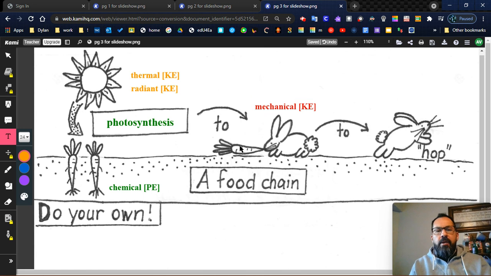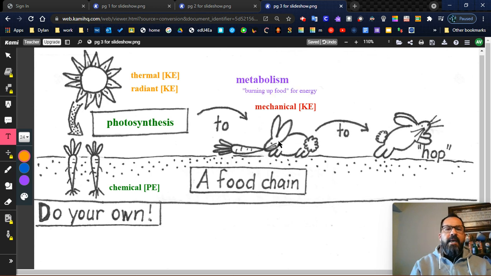So in order to consume the carrot, eat the carrot, he or she, could be a she, uses mechanical energy to munch down on that carrot. And when the rabbit eats the carrot, it converts that chemical energy into other energy that it uses in order to do things. That process of breaking down the food is called metabolism. And you're also going to learn a lot more about that in seventh grade. I want you to write that down. And I want you to write down that metabolism just basically means for now burning up food for energy.